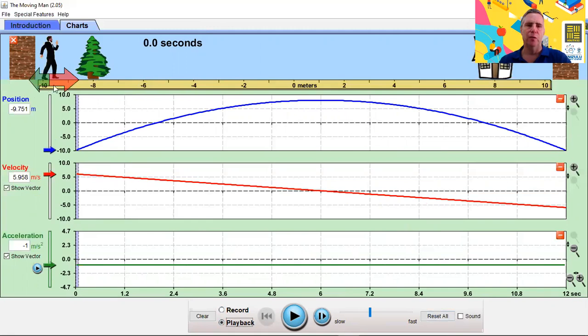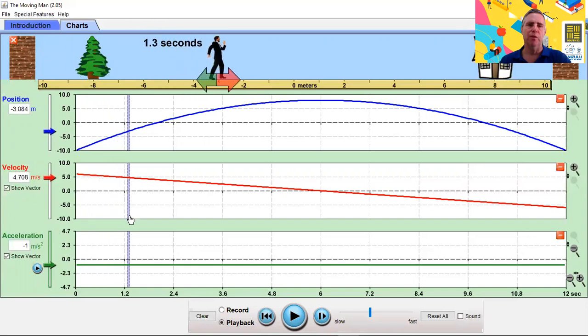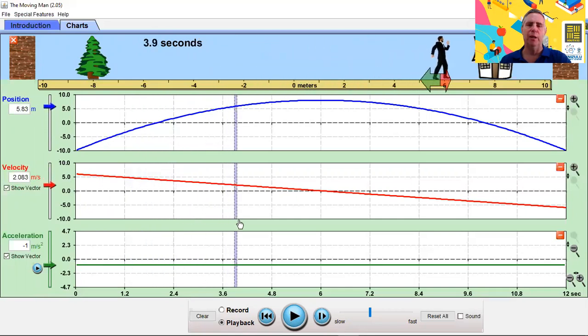At the start, you've got a large initial velocity, but you've got a negative acceleration. That won't change. As he starts moving, you can see what happens. The velocity vector is getting less, acceleration vector doesn't change, and he gets slower and slower to the point where the velocity is almost stopped. Acceleration is still minus 1.